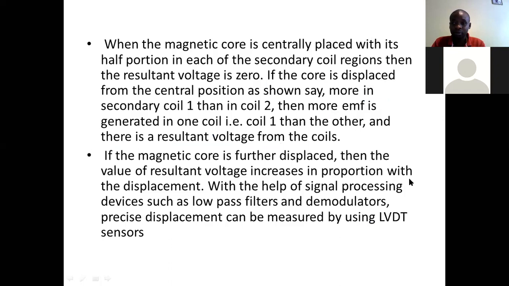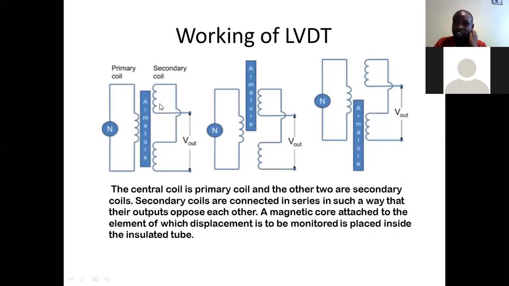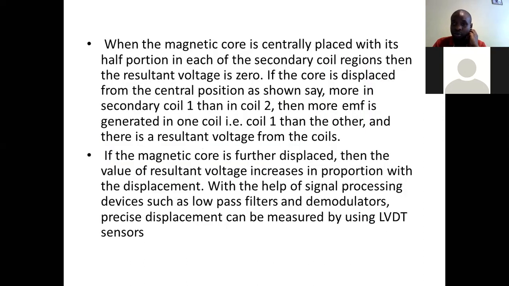With some help of signal processing devices such as filters and demodulators, the precise displacement can be measured using an LVDT. These are the applications of the LVDT sensors. They're used to control weight and thickness. The LVDTs are usually placed at the weighbridges, and they're able to measure maybe the weight which is being carried by a particular load. And that usually just happens by the physics which I've explained there about changing magnetic flux, which will be able to induce an EMF, and a proportional output voltage is going to be read.